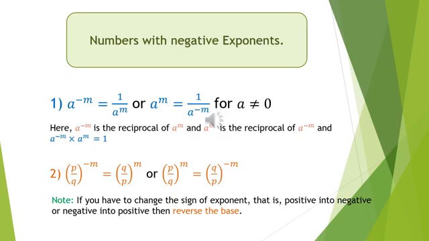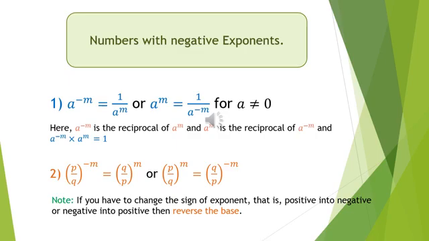Now, a raised to the power minus m is the reciprocal of a raised to the power m. What is reciprocal? Reciprocal means you are flipping the number. So a raised to the power minus m is 1 upon a raised to the power m, and similarly a raised to the power m is the reciprocal of a raised to the power minus m. And if you multiply these two numbers, what will you get? You will get 1 as the answer.